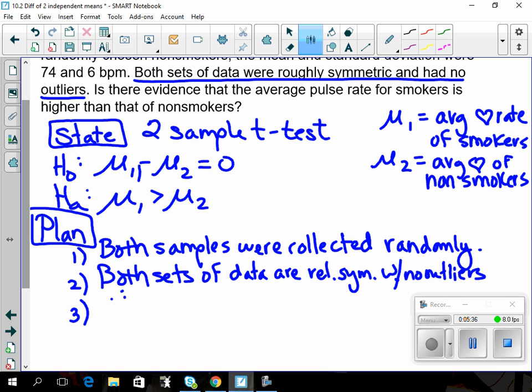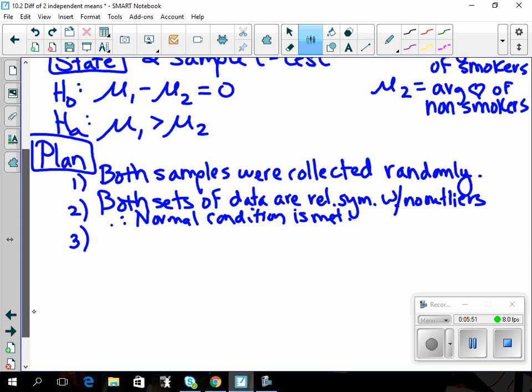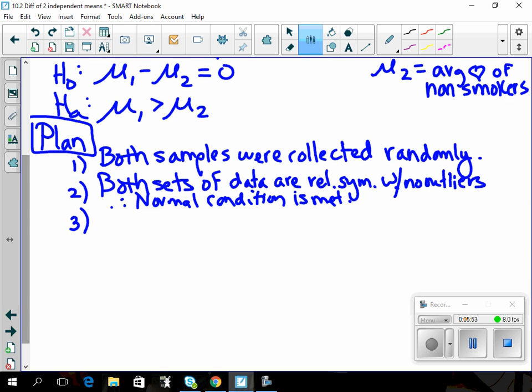Therefore, what just happened? Therefore, the normal condition is met. Normal assumption, normal condition, however you want to think about it. Okay? What's the third condition? The independence condition, which is our 10% condition.